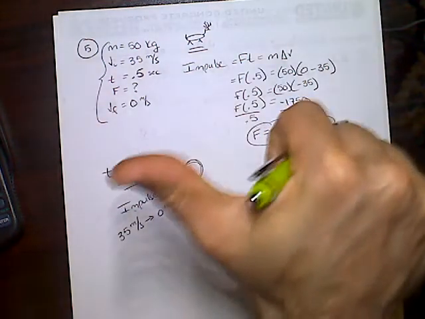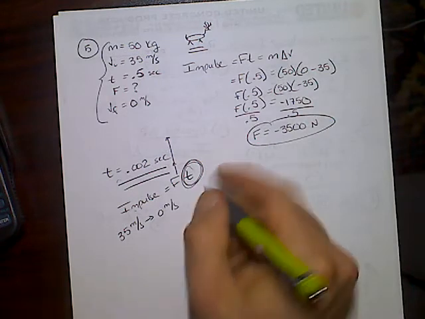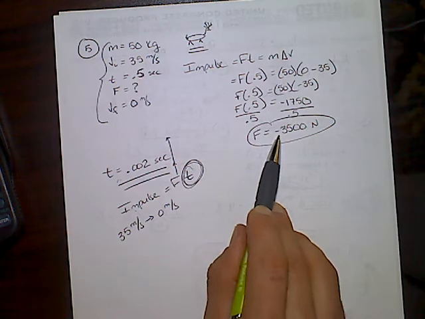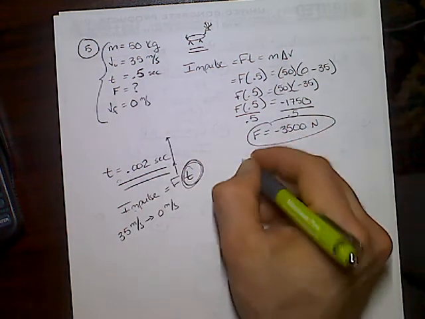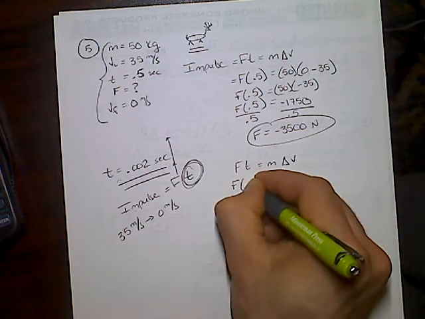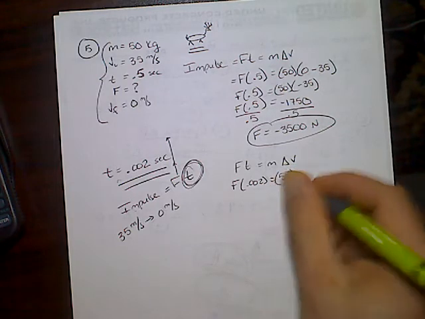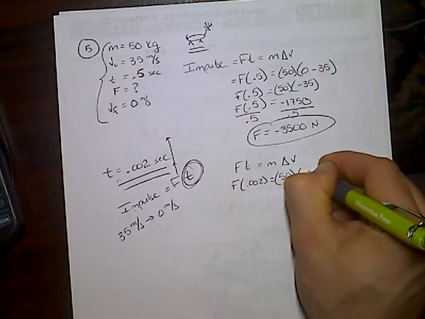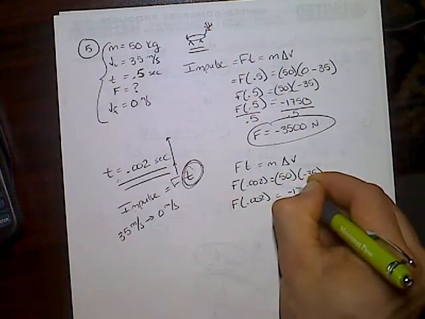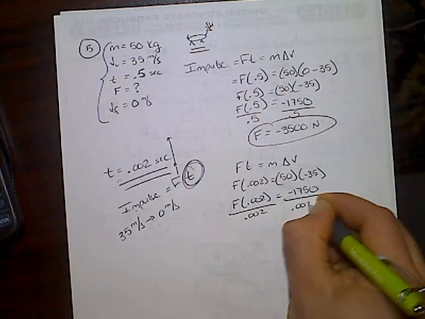Yes, you're correct. You got this. Thumbs up. The force has to go way up. So that means the force we get in the second problem should be a whole heck of a lot higher than the force we got in the first problem. And let's see. Ft equals m delta v. F times 0.002 equals 50, and I'm just going to shortcut it a little bit because it's the same idea, times negative 35. F times 0.002 equals negative 1750. We divide. Let's do this out and see what we get.